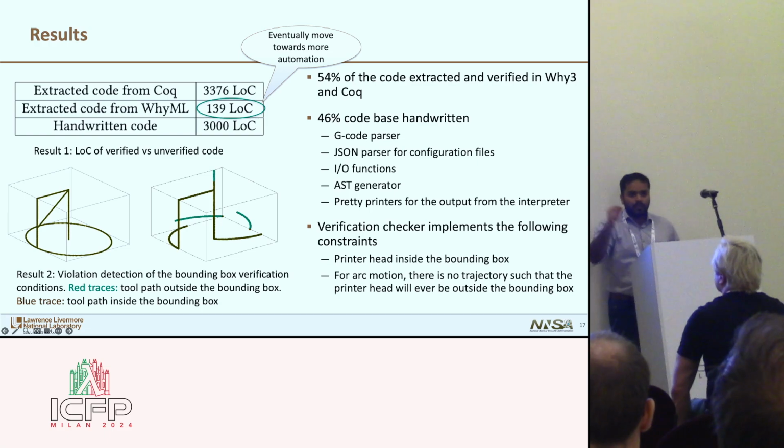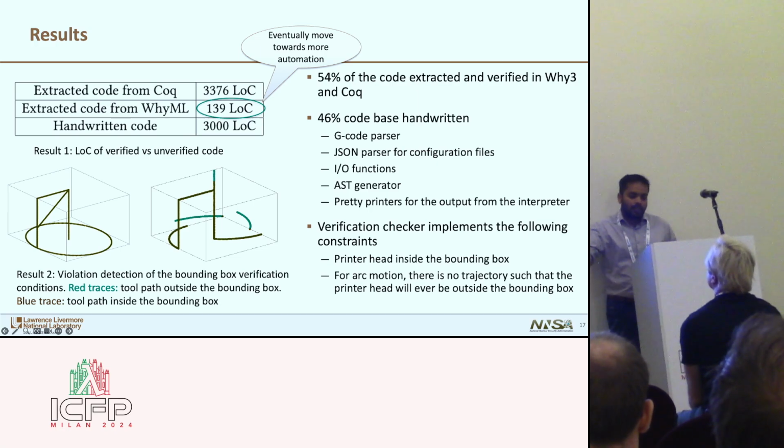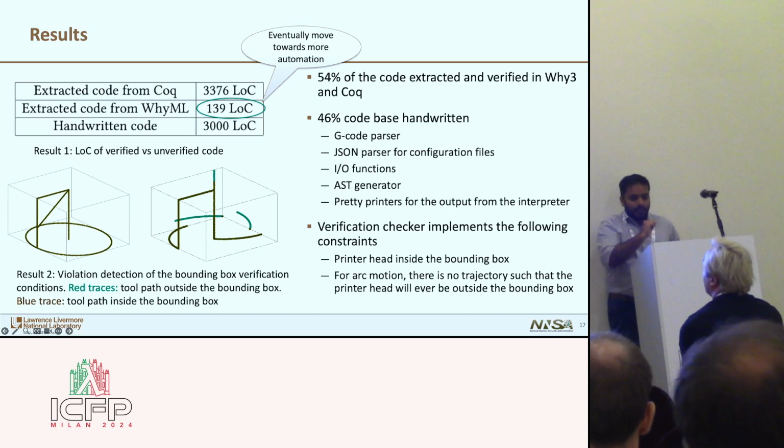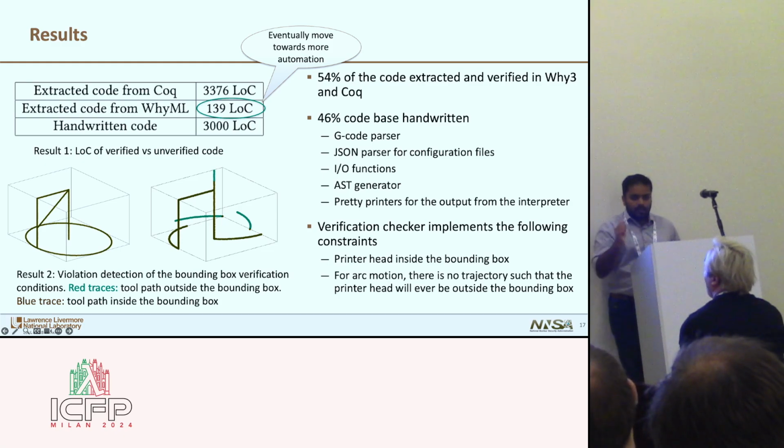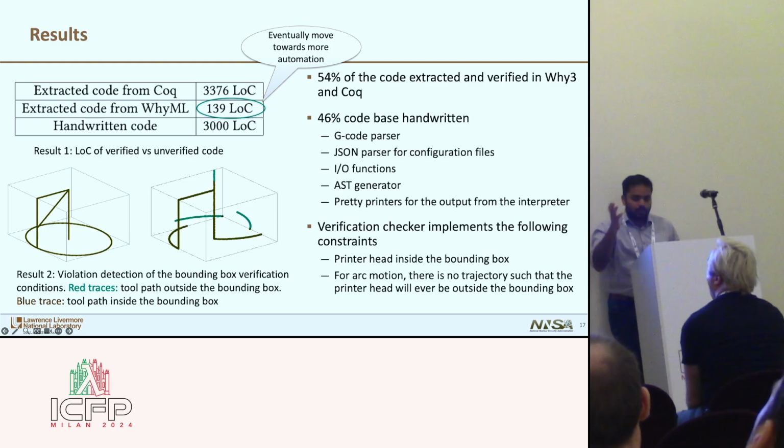In this case, we do not explicitly compute the coordinate of the printer head. Using the input G-codes and some of the complicated vector calculus that we have implemented, we predict whether the arc motion will leave the bounding box. To demonstrate the feasibility of that, we have these two nice pictures where we show the detection of this arc motion violation for the bounding box.